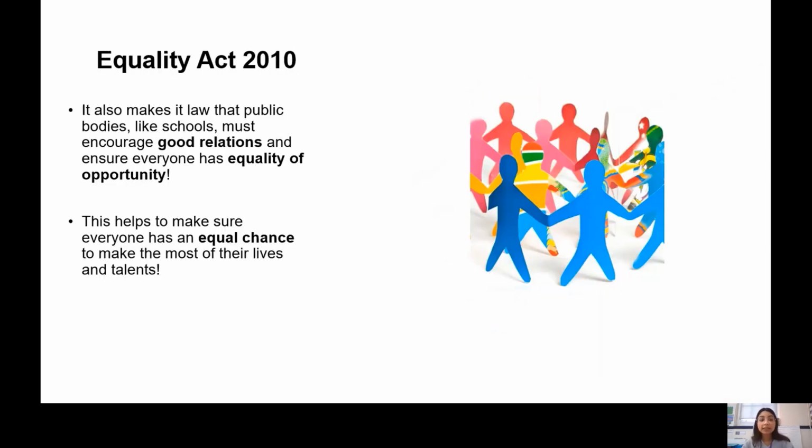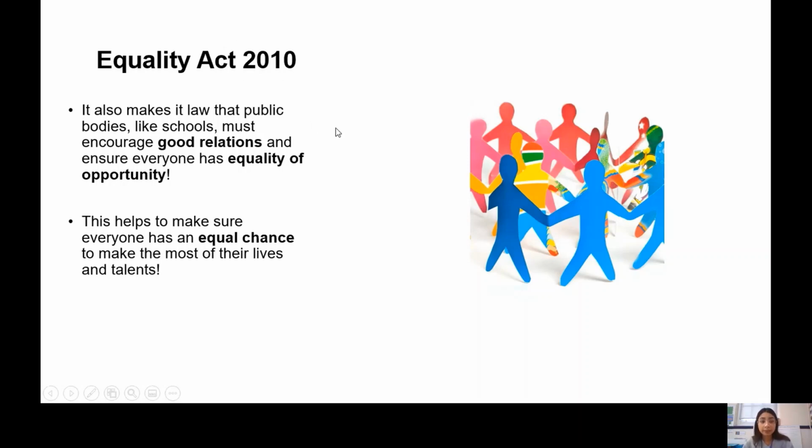Okay, so the Equality Act 2010. This is a very important act of law. So an act of law has the type of law, so this is the equality, the act, and then the date. So we have the Equality Act 2010, so this is when the law was passed in 2010.